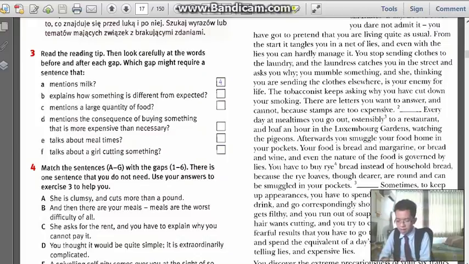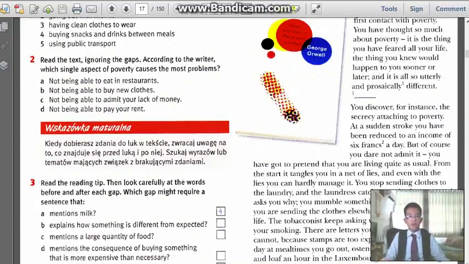Take a pen and underline the important information, like mentions milk. You underline the word milk. Then this sentence explains how something is different from expected. Underline the keywords different and expected, or you can underline the whole phrase different from expected. Okay, so let's go to the part that is different from expected.